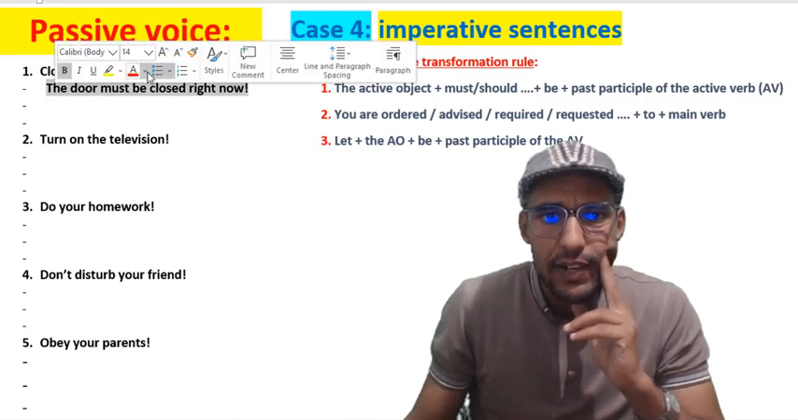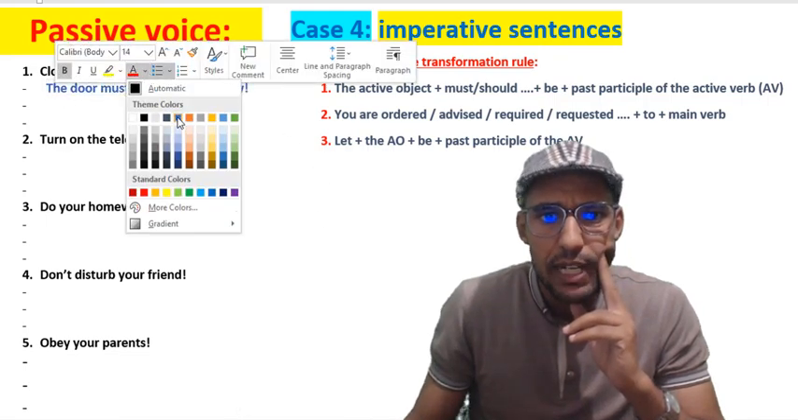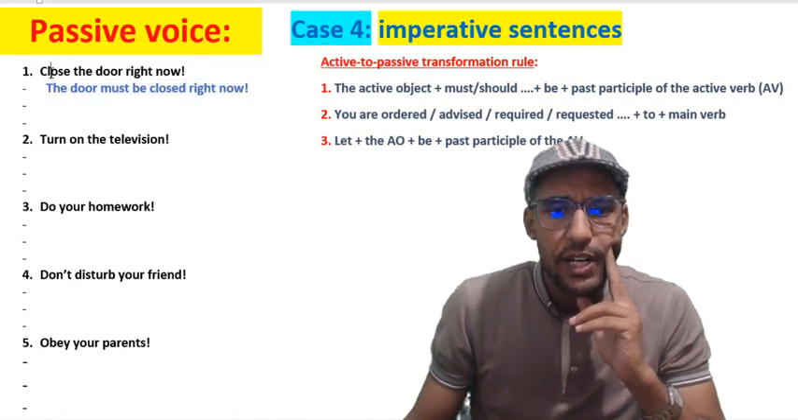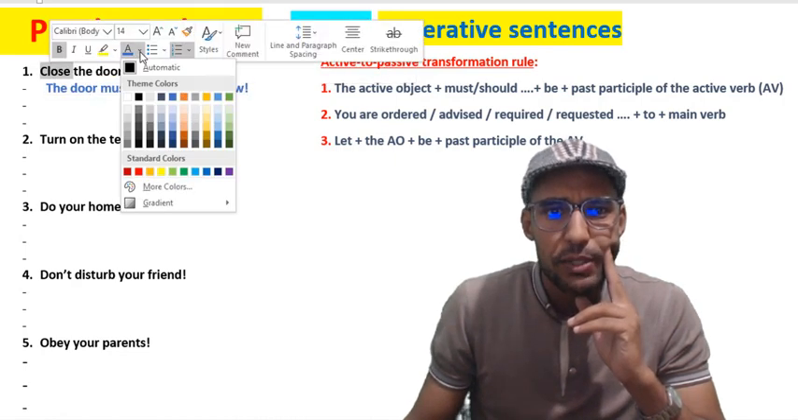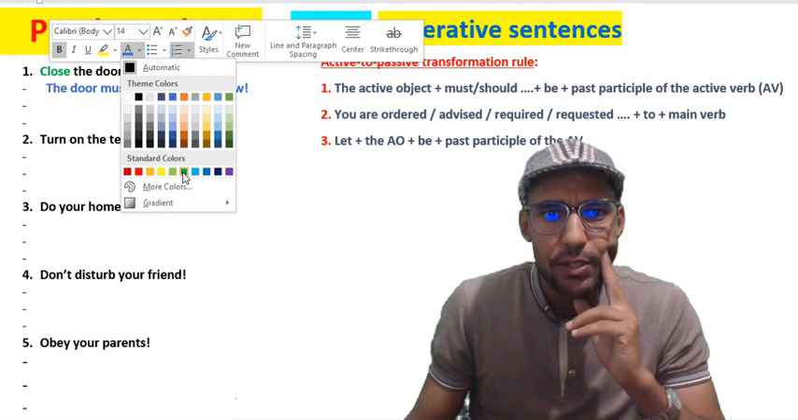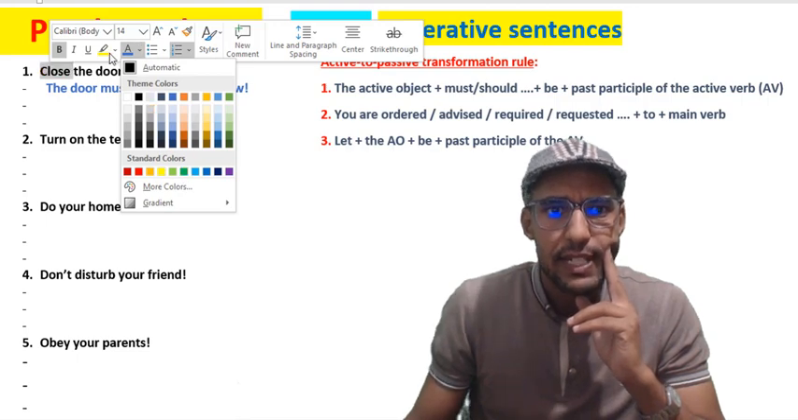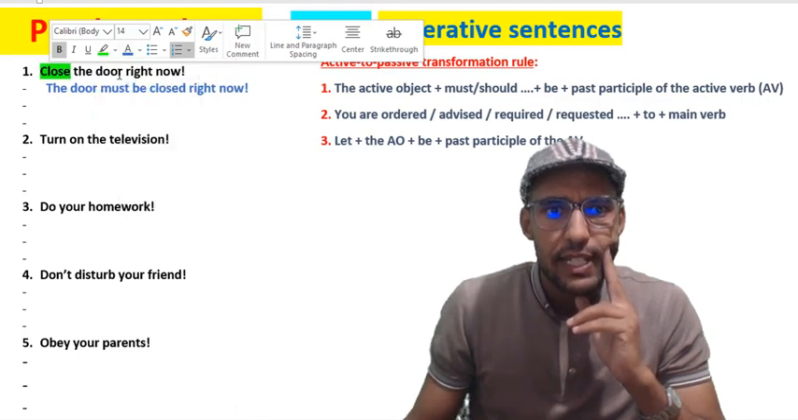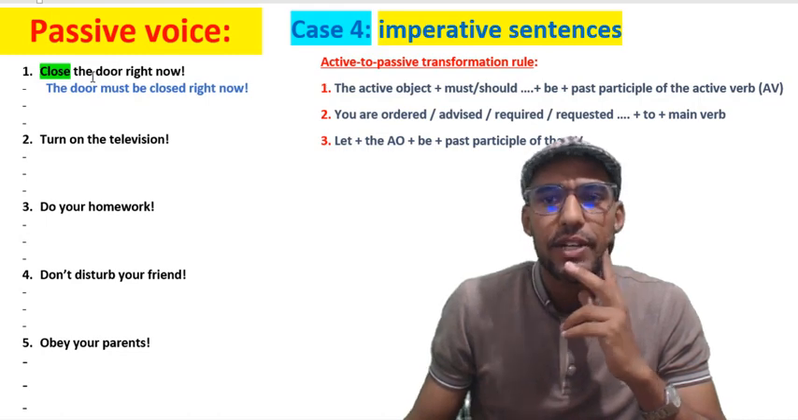Let's again use the blue color here, right? Okay, so as you can see here, this is the verb. We usually mark or highlight the verb using the green color.